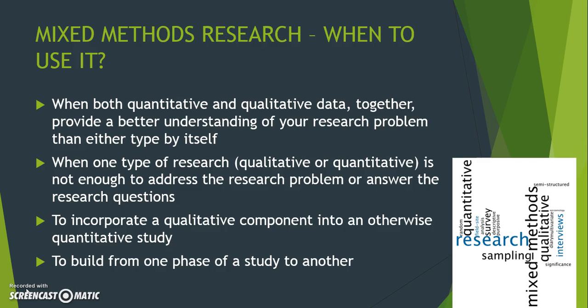Mixed methods research. When do we use it? When both quantitative and qualitative data together provide a better understanding. There are times when a quantitative study does just what it needs to do and you don't need anything else, but there are times when you need some additional information that may be qualitative. You may need some numbers, or you may need to know the well-being of those participants. And when one type of research is not enough to address it, that's when you use mixed methods. You combine them together to get your study off the ground. Basically, you take one study and build off of another.